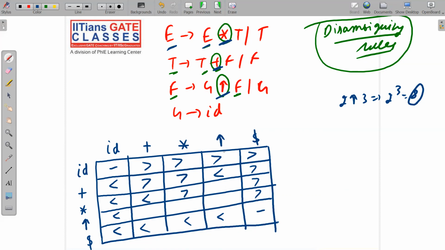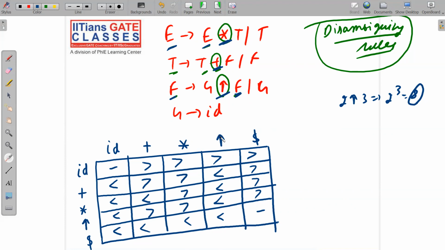Star and arrow, arrow is having more precedence. Arrow and plus, arrow is having more precedence. Arrow and star, arrow is having more precedence. Okay, see carefully the level. Arrow and arrow: arrow is right recursion, so arrow is right associative. Imagine this is the right part, and this is left. So we have constructed the table. By now you have got more clarity about how you are going to construct the table.